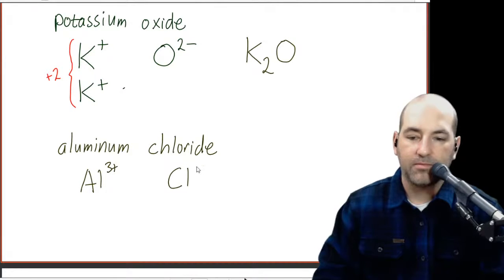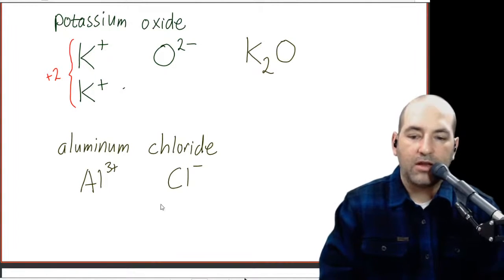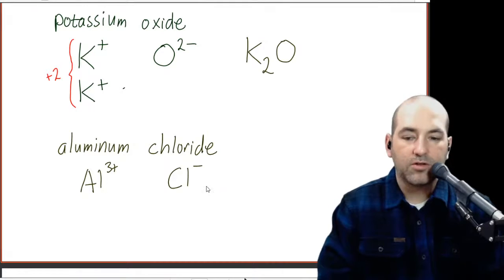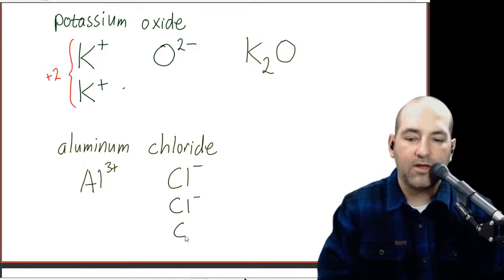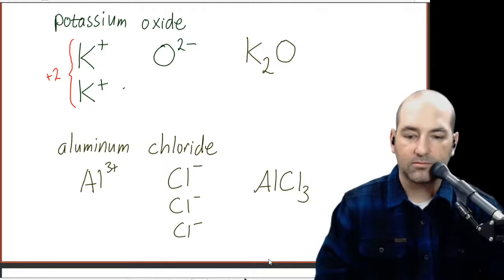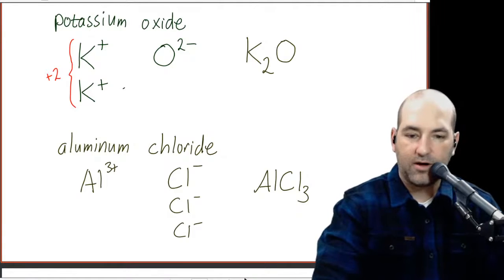So +3, -1. And then in order to balance these to make an overall neutral compound, we need 3 of these so that we have a total of 3- to balance out the 3+ on the aluminum. And that means that our compound is going to be AlCl3. Right. Any questions on those so far?